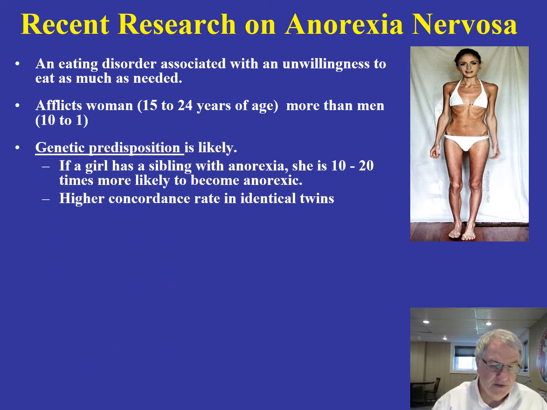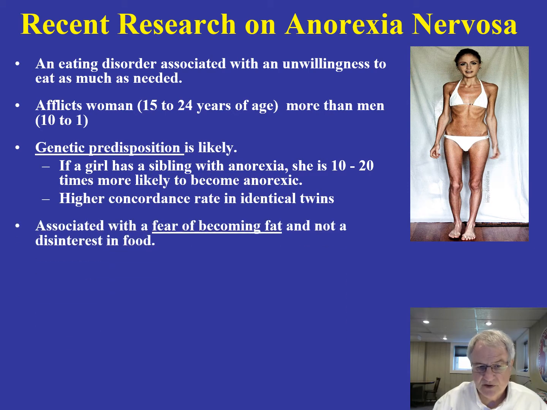There seems to be a genetic predisposition. If you have a sibling with anorexia, you're 10 to 20 times more likely to become anorexic yourself. And there's a higher concordance rate in the case of identical twins. When one member of an identical twin pair has been diagnosed with anorexia, it's very likely that the other one will be too. This is in comparison to fraternal twins. So again, genetic predisposition.